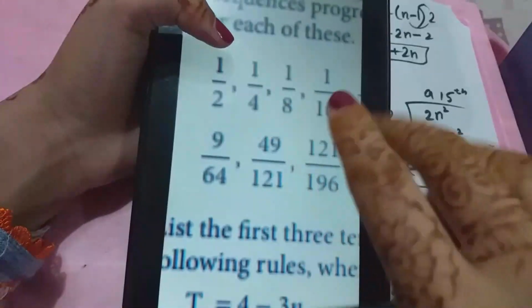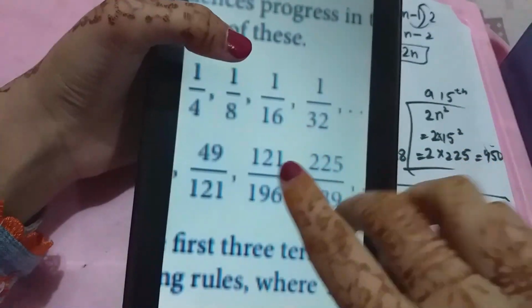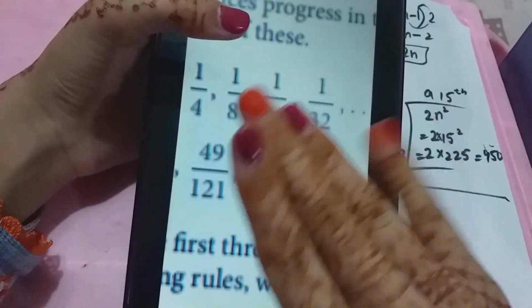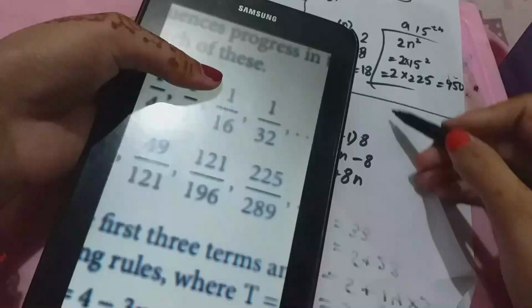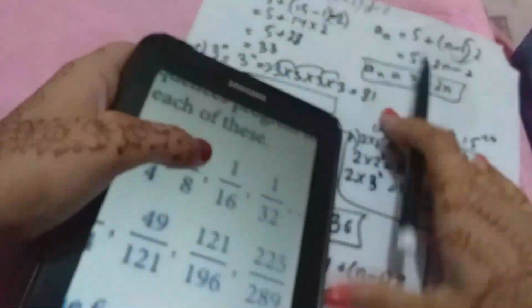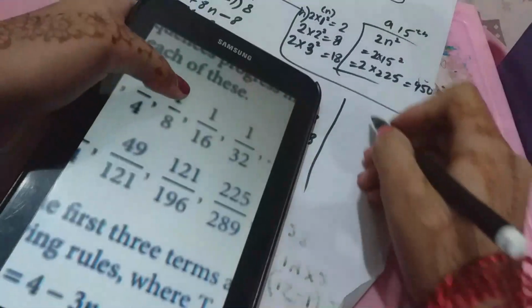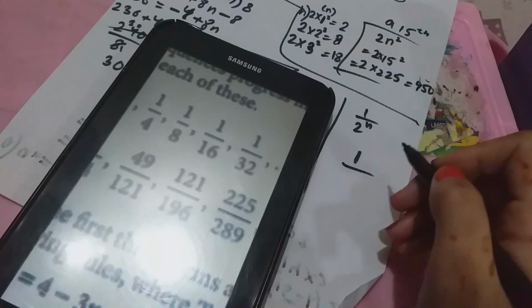In the third term, 2 is being multiplied to itself 3 times because it is the third term. In the fourth, 2 is being multiplied to itself 4 times. 2 2s are 4, 4 2s are 8, 8 2s are 16. And in the fifth, 2 is being multiplied to itself 5 times. So in this way, we can make the sequence. Just like we made the sequence for that 3 power n, it's the same. But here it will be 1 by 2 power n. 1 is same for all. So using the formula, we can simply determine it.